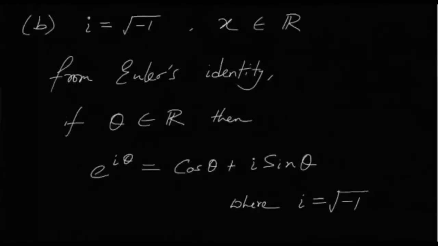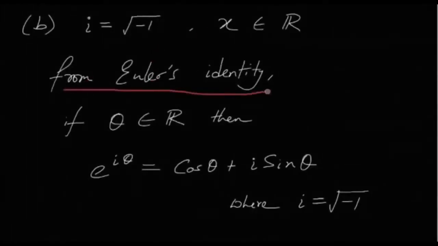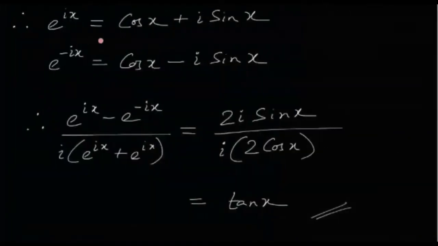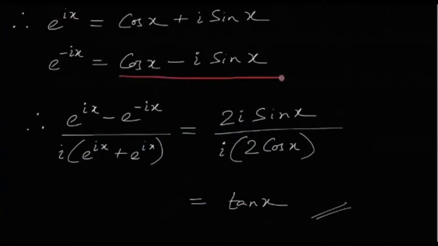So remember, from Euler's identity, if theta is a real number, then e to the i theta is actually cos theta plus i sin theta, where i is nothing but root over minus 1, iota here. So we know from Euler's identity this is true. Therefore, e to the ix is actually cos x plus i sin x, and e to the minus ix is actually cos x minus i sin x. Here just replace x by minus x, you will get this expression. So e to the ix minus e to the minus ix divided by i into e to the ix plus e to the minus ix.